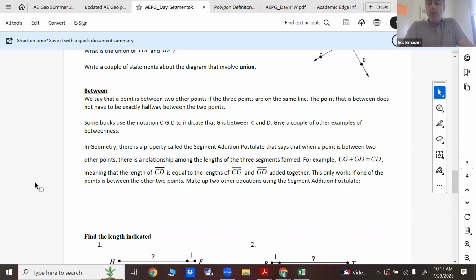So in geometry, we call this the segment addition postulate. This is going to be a big deal because we're going to be mentioning this often. I like to abbreviate it as SAP. I know that's a technology term also, but it's where the Sharks play, the SAP Center. But yeah, in geometry, we call it segment addition postulate. For example, CG plus GD, if you think about it, makes up the whole thing, CD, right? That would make sense, right? And CD is equal in length to CG and GD combined together.